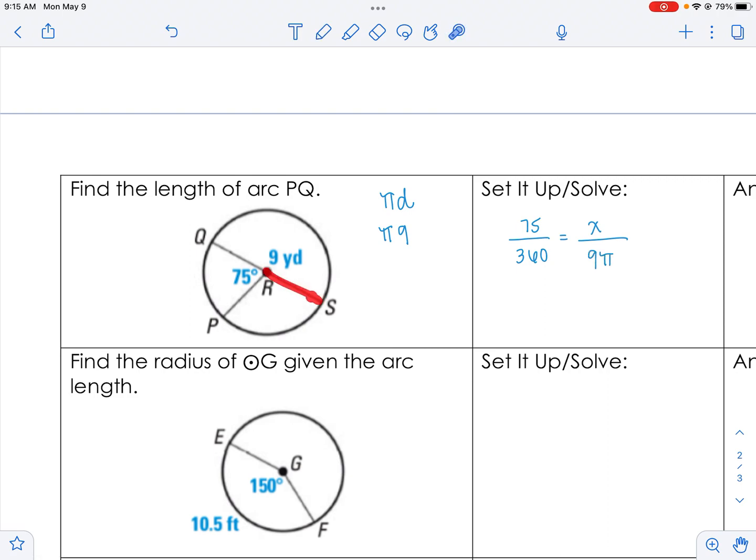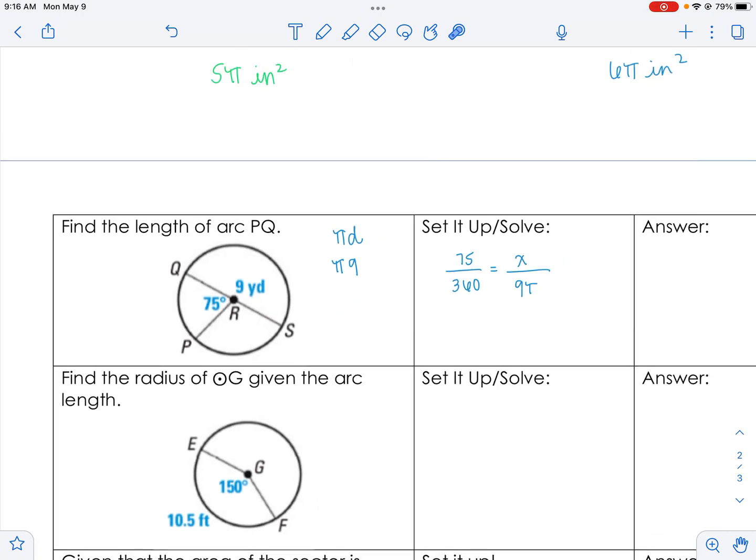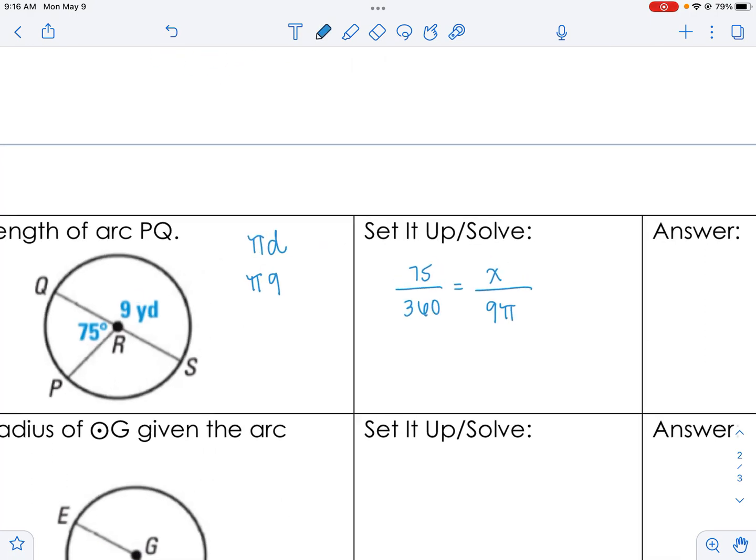You're more than welcome to find the radius, which would be 4.5, and then do 2 pi r, which would be 2 times 4.5. You're just back where you started. So for circumference, you have those two options for your formula. So now that we're here, all that we're going to do is go ahead and cross multiply. So 360x equals 75 times 9 is 675 pi. Remember, whenever we set up proportions, we're just doing part over whole equals part over whole, and that allows us to cross multiply, divide from there.